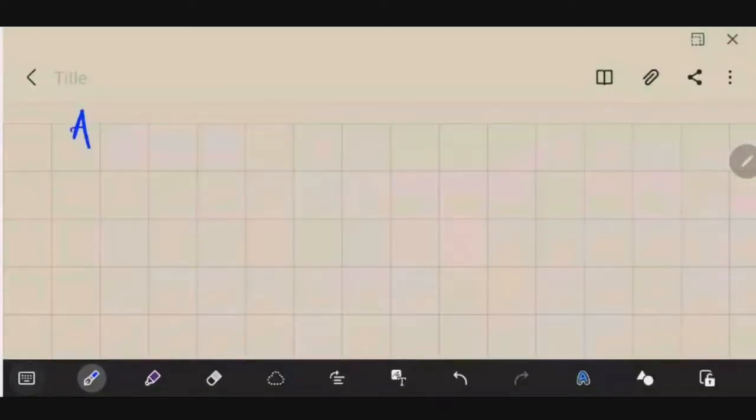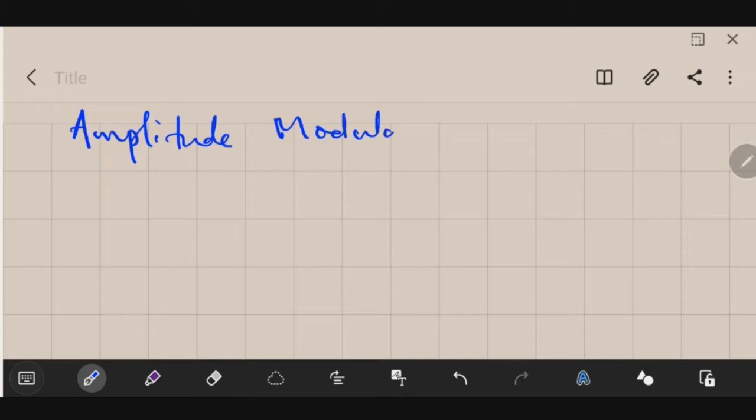We'll be discussing amplitude modulation. I hope it is visible. Amplitude modulation. We have already studied the process of frequency translation in the earlier class. Now, how is it different from amplitude modulation? That we will see now.